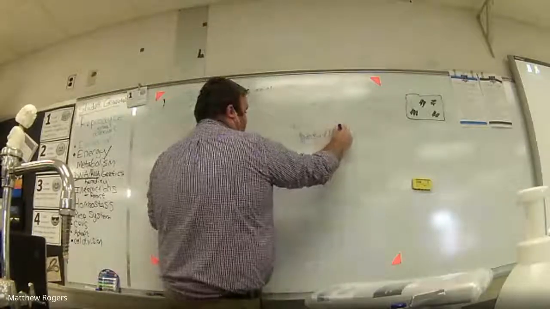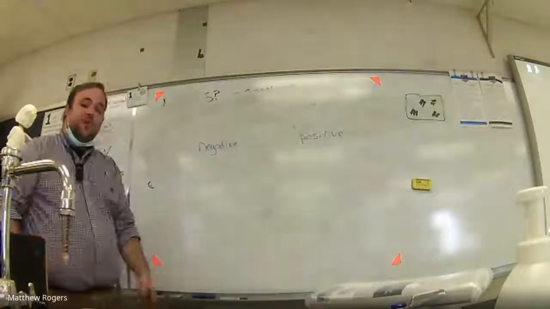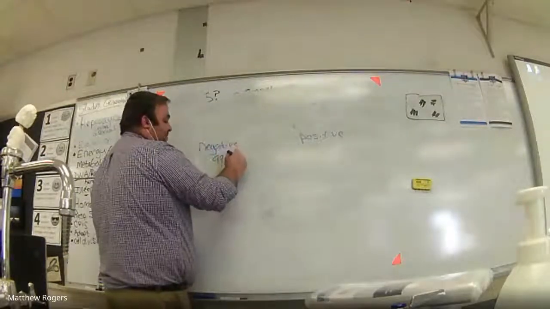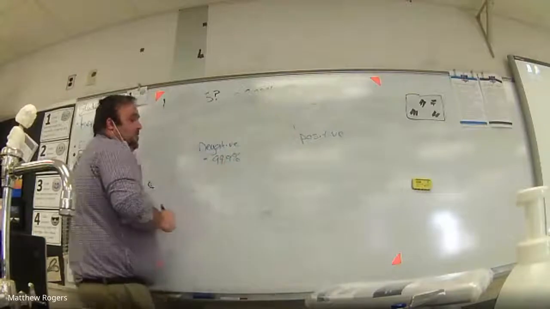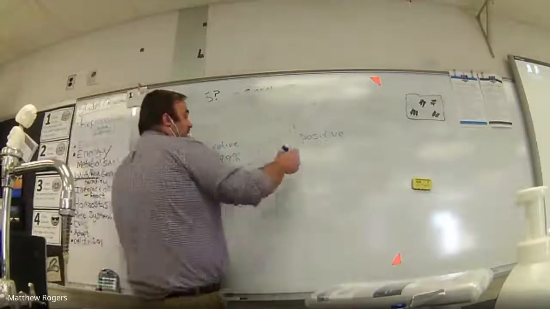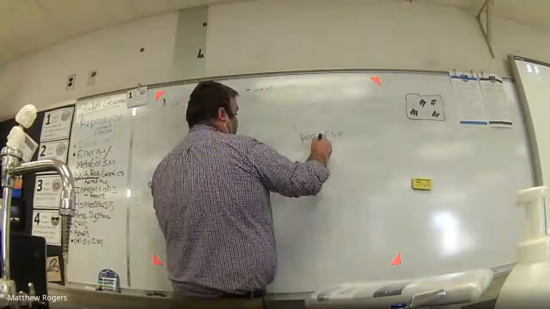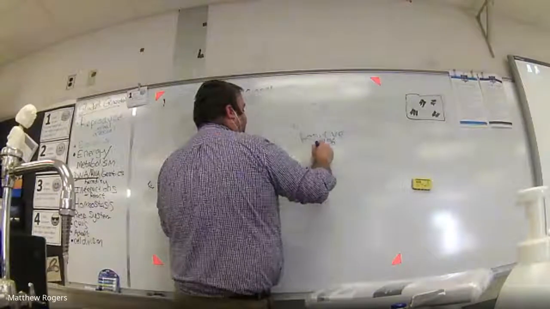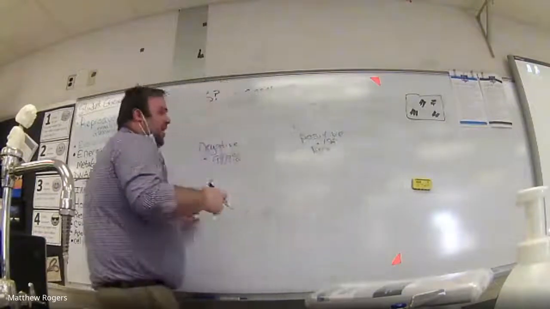Now, negative homeostasis makes up about 99.9% of the time how you do homeostasis. Remember, homeostasis means keep a balance. So we keep a balance with negative homeostasis. And positive is very, very rare. It's only about 0.1% of the time. So I want to talk about what they actually are.